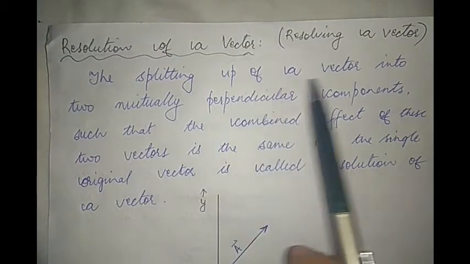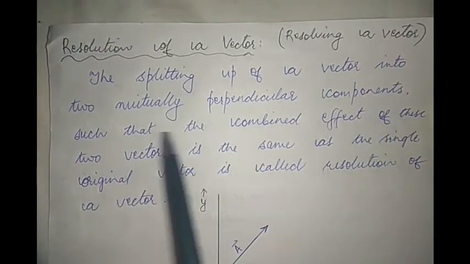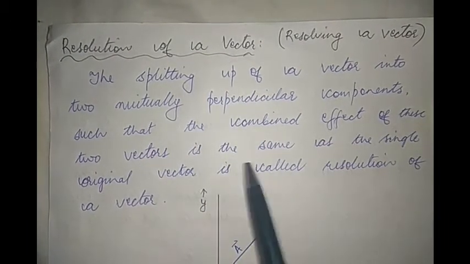The splitting up of a vector into two mutually perpendicular components such that the combined effect of these two vectors is the same as the single original vector is called resolution of a vector.